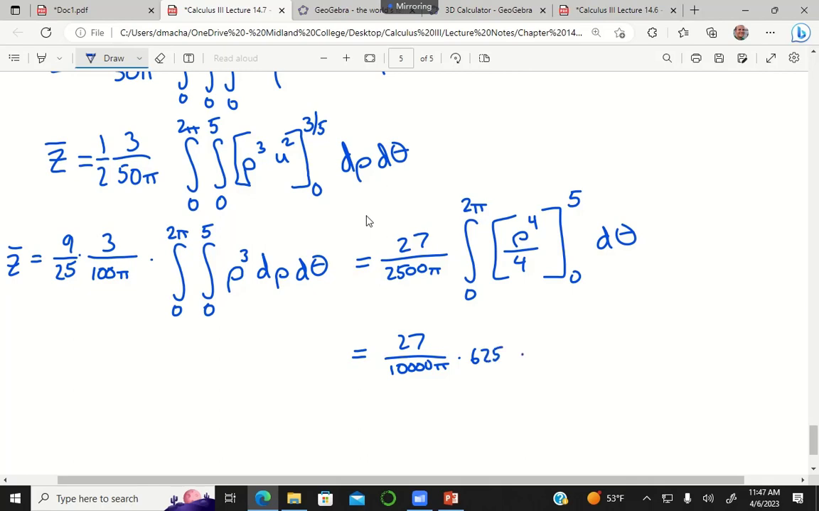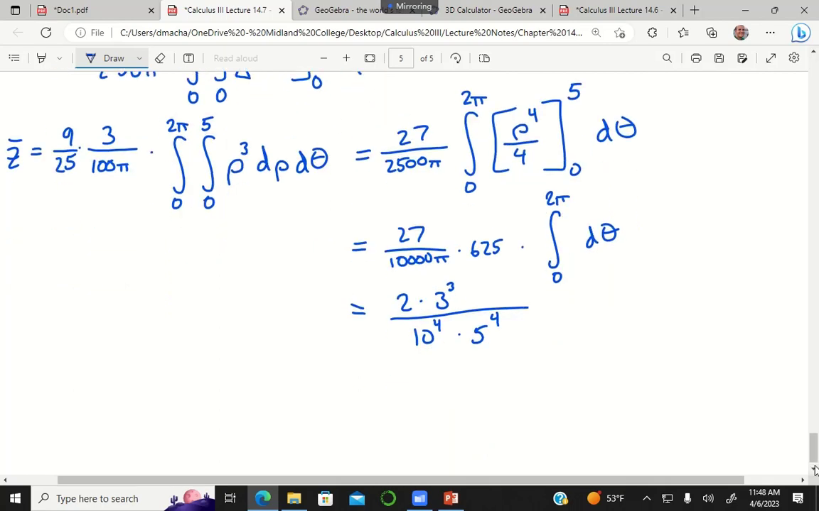There are no thetas, so whenever I do this, it's just going to be multiplying by 2 pi, right? So this is 2 times 27, which is 3 to the 3rd, and then we've got 10 to the 4th times 5 to the 4th. And then the pi's cancel, pi in the numerator, pi in the denominator. Those pi's all cancel out. And 5 to the 4th is in the denominator, not in the numerator? No, it's in the numerator. Yeah, thank you.